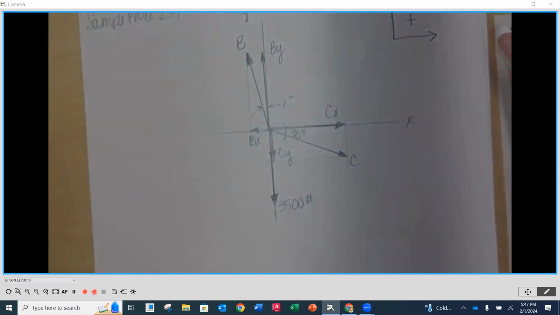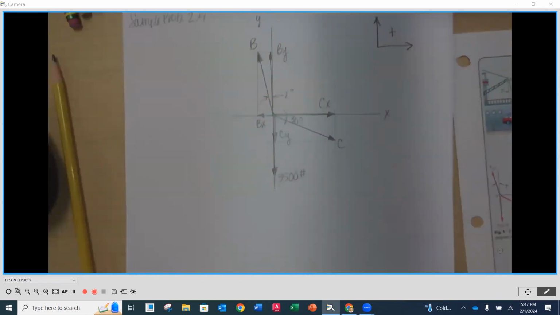Anything else as I'm looking at my diagram? Do I have everything labeled, angles? I don't have any X's or Y's floating. They're all in the X and Y axis. Everything has arrowheads. Okay. All right, what's next? Yeah, let's solve the components and see what we've got here.